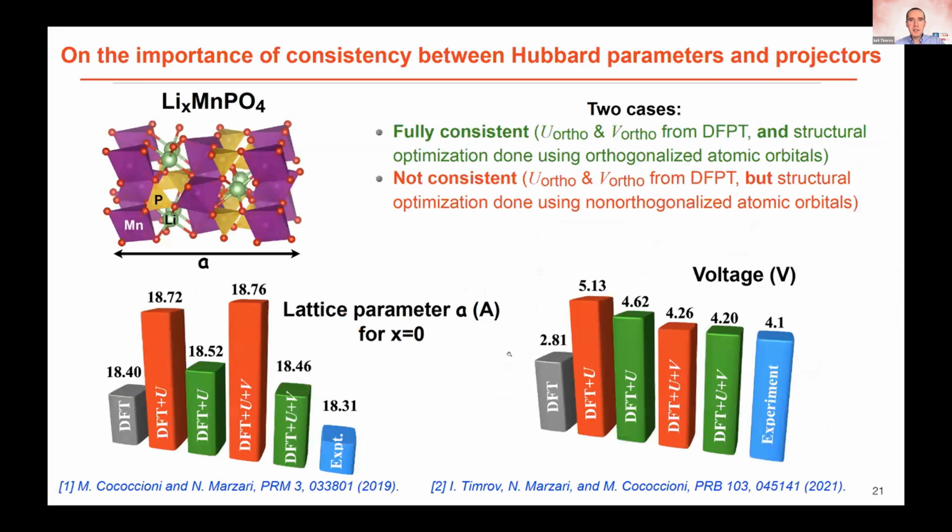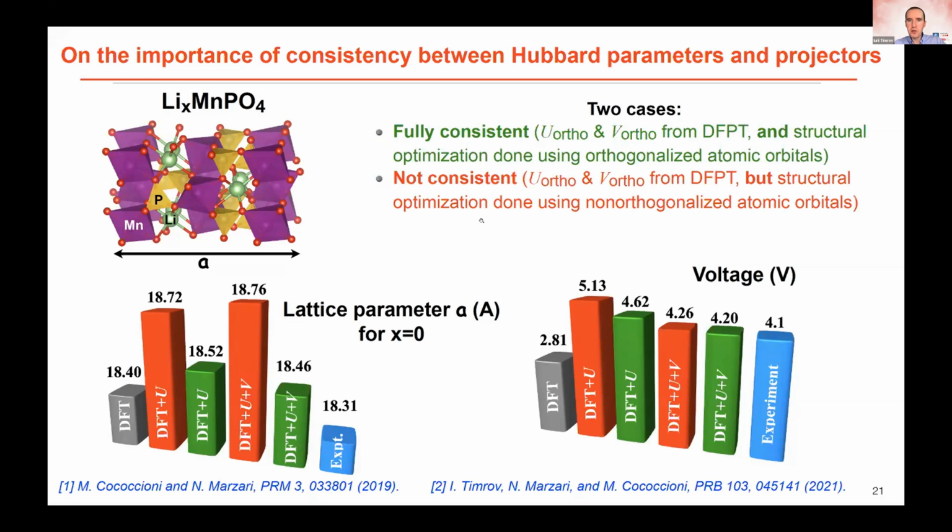Okay, this is again to try to convince you that it is important to stay consistent when you compute Hubbard parameters with a certain type of Hubbard projectors. If we take the cathode material that was discussed in the previous talk by Matteo, and we consider two cases. In green, I show you the fully consistent case where the computed Hubbard parameters are consistent with the Hubbard projectors that were used also for the structural optimization.